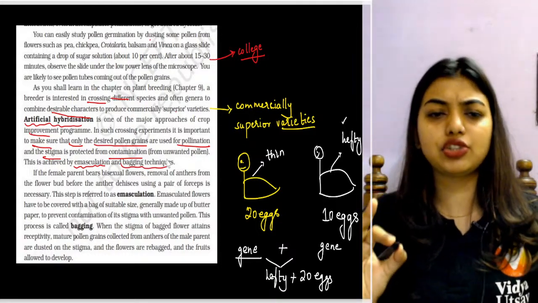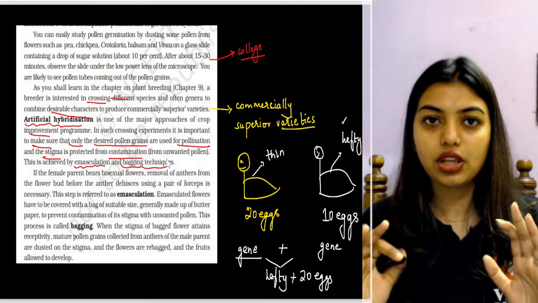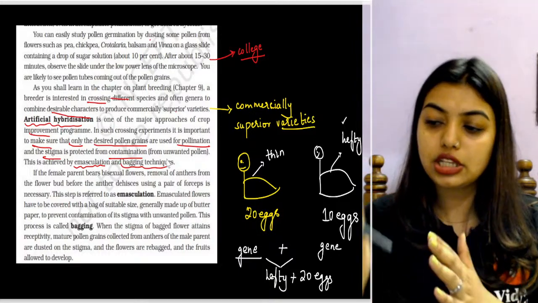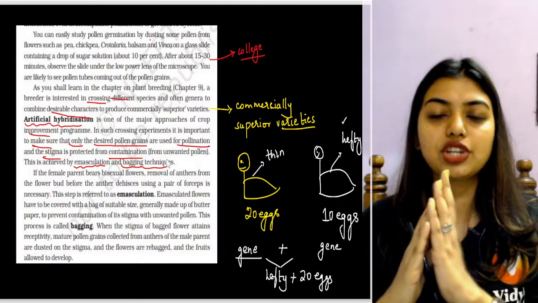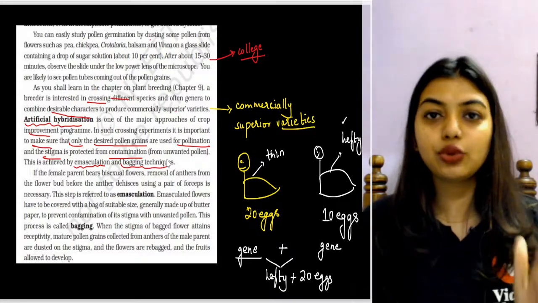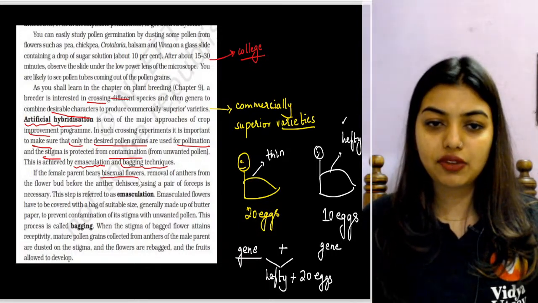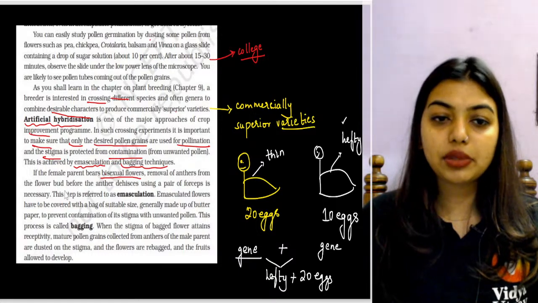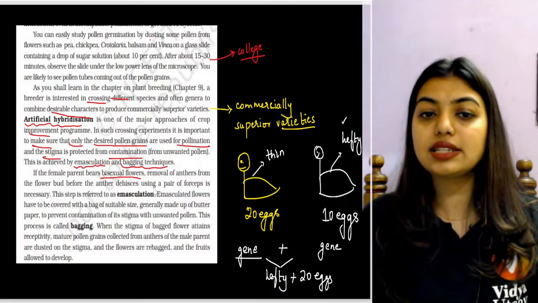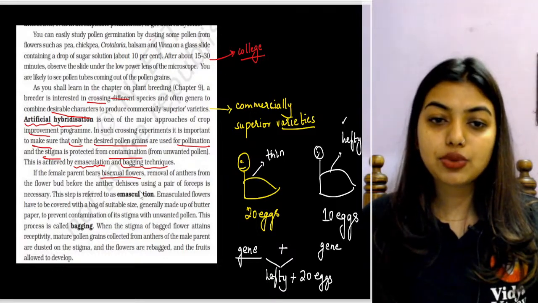Emasculation and bagging means what? I want to make sure that unnecessary pollen grain does not fall, or that the flower does not do self-pollination as well. I will remove the anther, I will dust out the pollen grains. I can do different things. So look here. If the female parent bears bisexual flowers, removal of anthers from the flower bud before the anther dehisces, using a pair of forceps, is necessary. This step is referred to as emasculation.